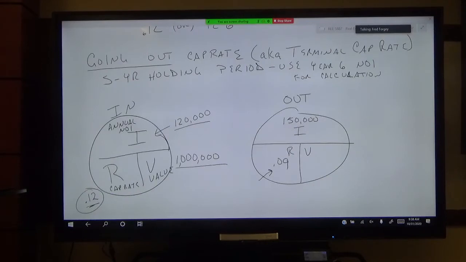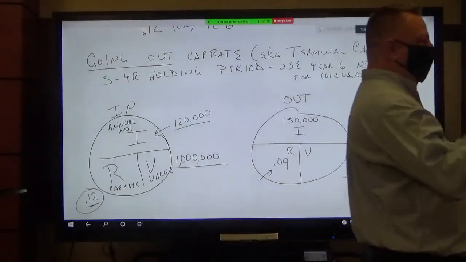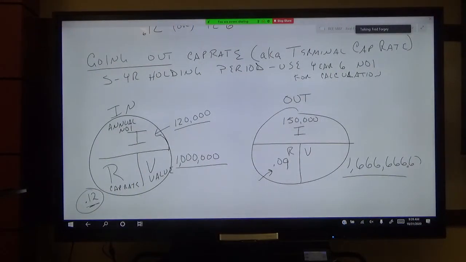So let's look. 150,000 divided by 9%. Now the property, supposedly, we should be able to sell it for about 1.6 million. $600,000 increase, okay? Part of that increase is directly attributable to the increase in rent. Part of it is attributable to the lowering of risk and the quality of the asset. Does that make sense? Yes or no? I love to see the heads bobbing.